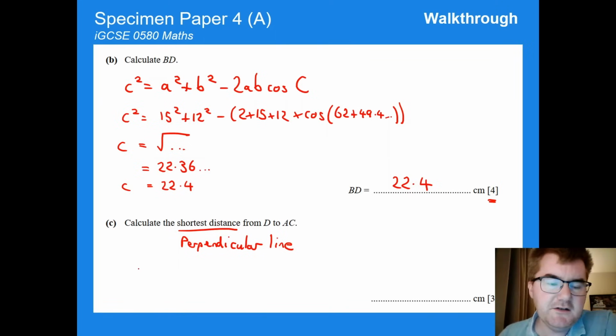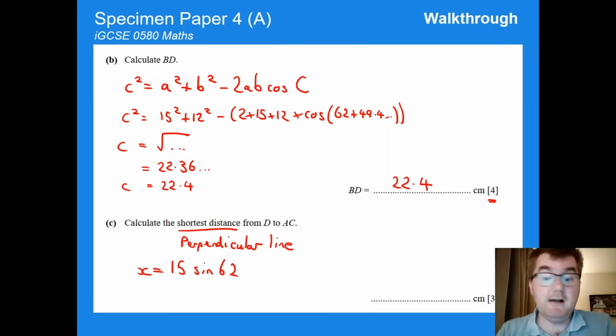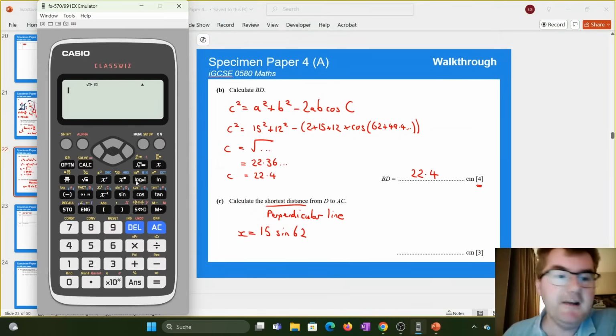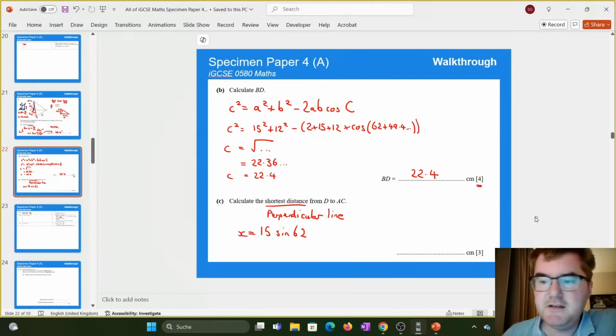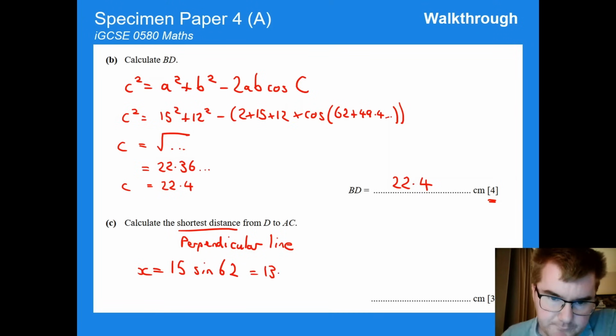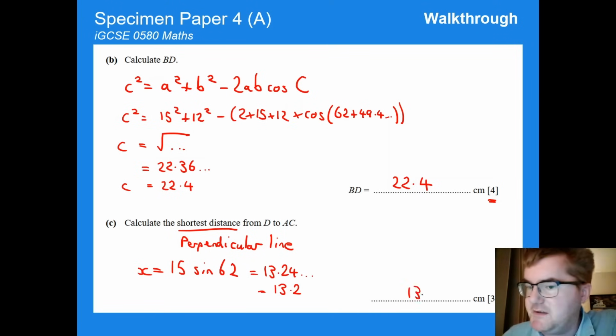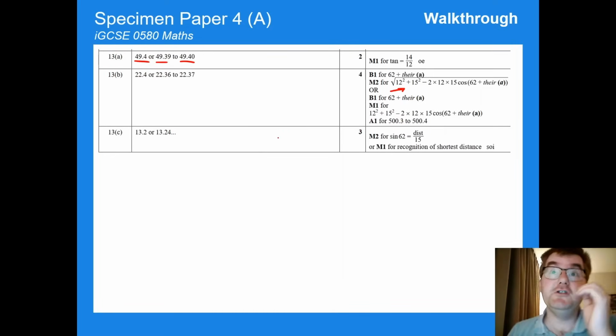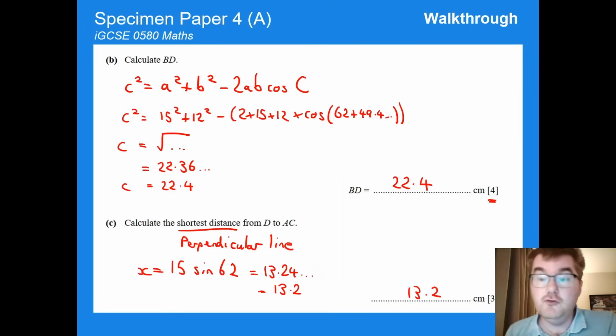So for this question, all we need to do is work out 15 sine 62, which our calculator can do very easily for us. Again, we've checked everything's in degrees, so it makes things easier. We just type in 15 sine 62 equals 13.24, and that gives us 13.2 to 1 decimal place. This is actually a 3-mark question, and it's more the visualization: when you draw that perpendicular line, it makes a new right-angled triangle, and then you just use your normal SOHCAHTOA to get 13.2.